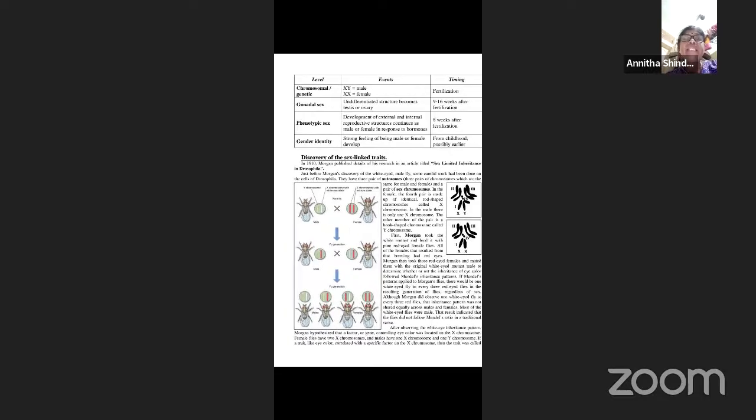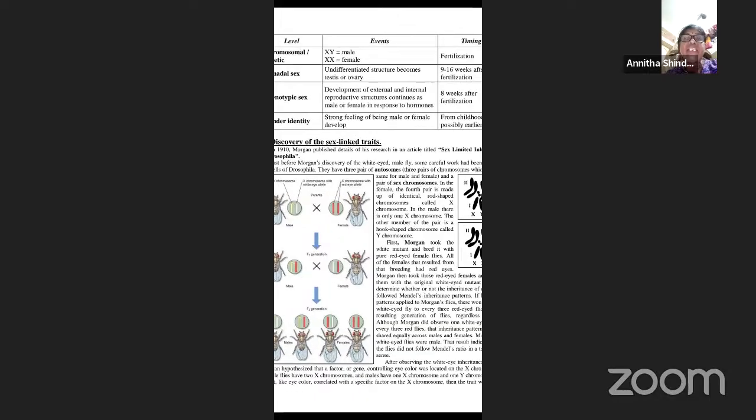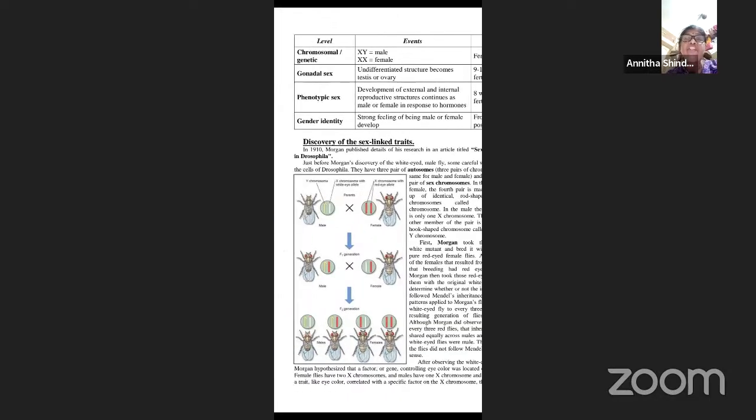Okay, the next is the discovery of sex-linked traits. The discovery of sex-linked traits was published by Morgan.